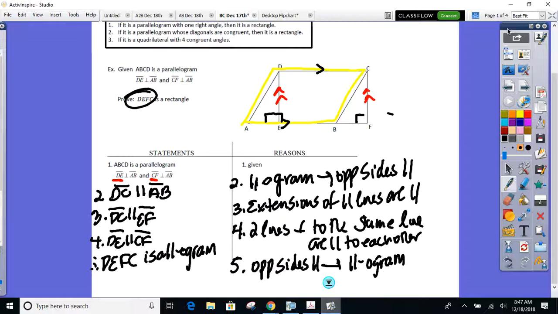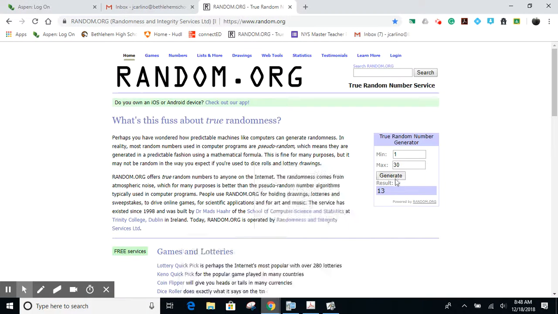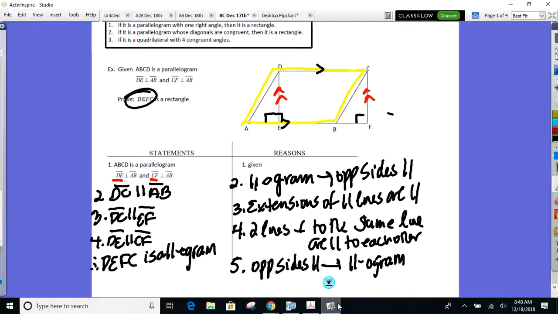But it does have one right angle. You just have to name one of them. Not all of them. One of them. Name one angle inside DEFC that is a right angle. Name one angle. BED. All right, so angle BED is a right angle.